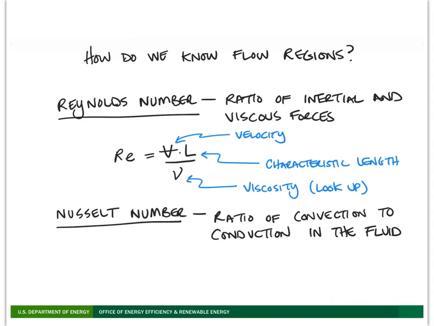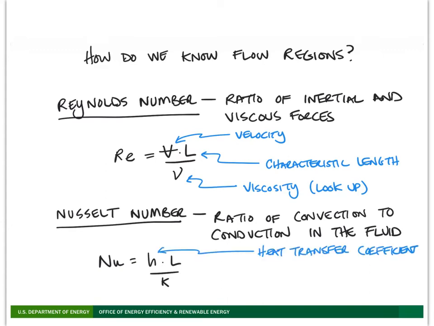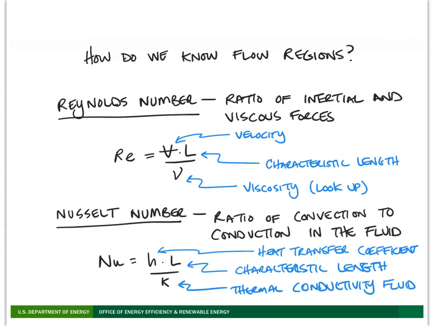The second dimensionless number that we want to think about is the Nusselt number. The Nusselt number is the ratio of convection to conduction in the fluid, and it's really important in convection and understanding convection flow. We can calculate the Nusselt number based on the heat transfer coefficient times the characteristic length of the system, and we divide that by the thermal conductivity of the fluid. And this helps us, along with the Reynolds number, to characterize the flow.